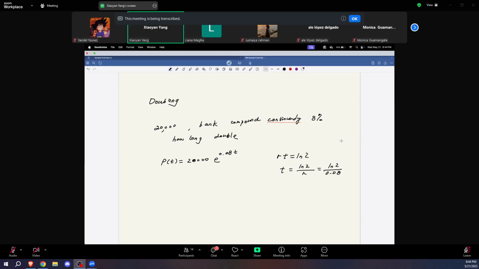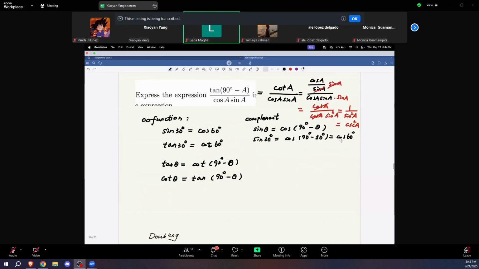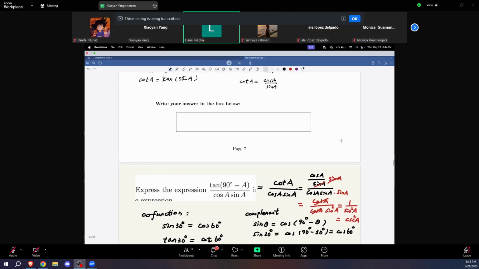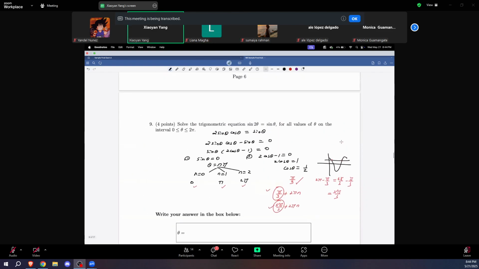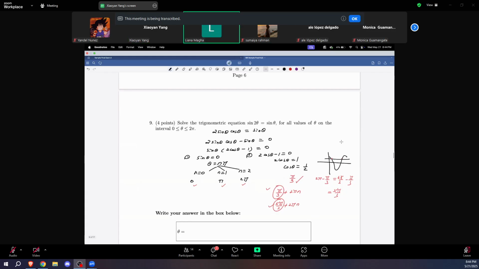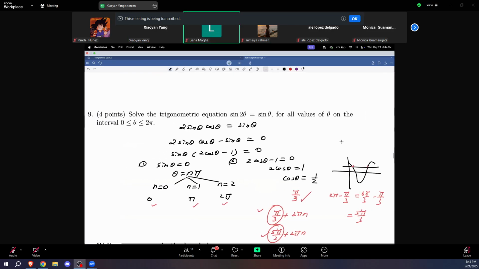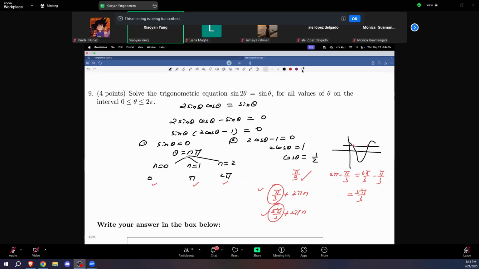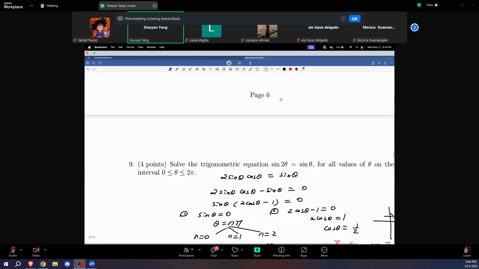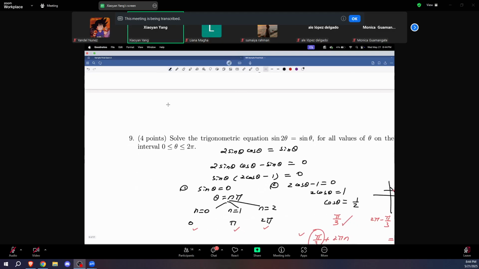Which number? Number 9. Same paper? Yes. Number 9. This one? Yeah. Okay. Oh, I wrote the answer last time. So first, you have to know what theta is equal to. Always remember 2 formulas by heart. They only test you on 2 formulas.